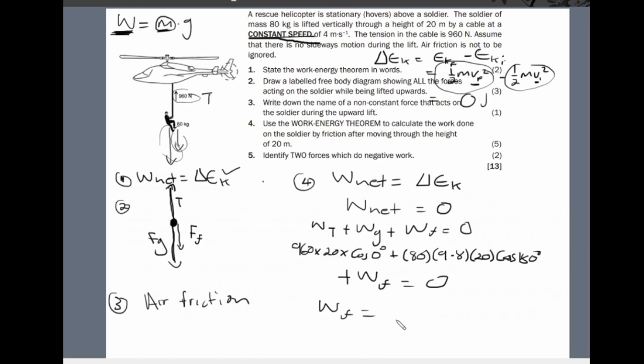Alright, so you'll say 960 times 20 times cos 0 plus 80 times 9.8 times 20 times cos 180. This will give you 3520 joules, meaning the work done by friction will be minus 3520 joules, right?